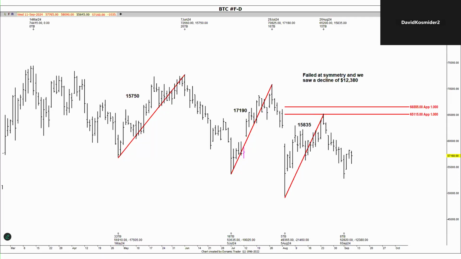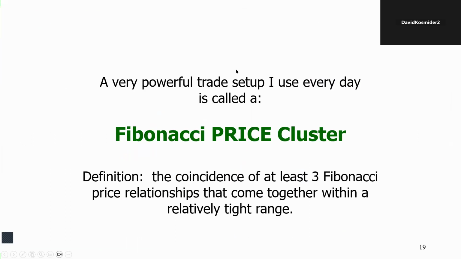So basically these two were very similar, and it gave you a big heads up that there was resistance, and there was a drop of $12,000 from that. So that was a Bitcoin example.